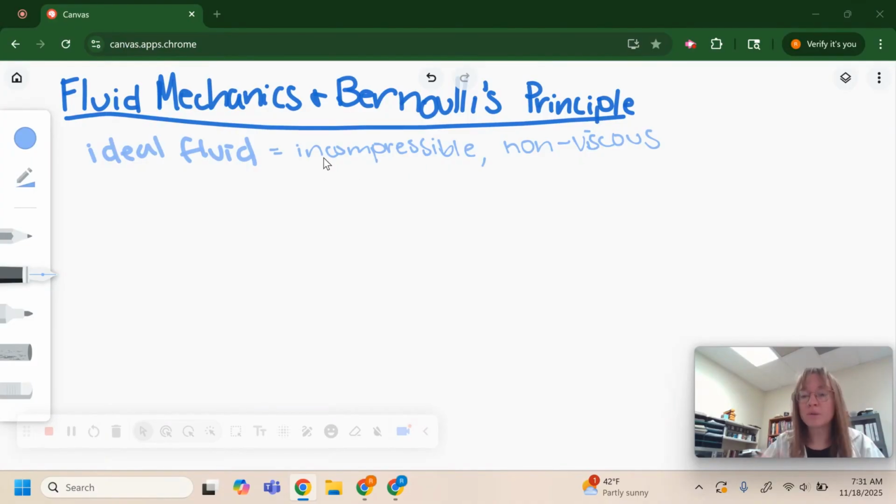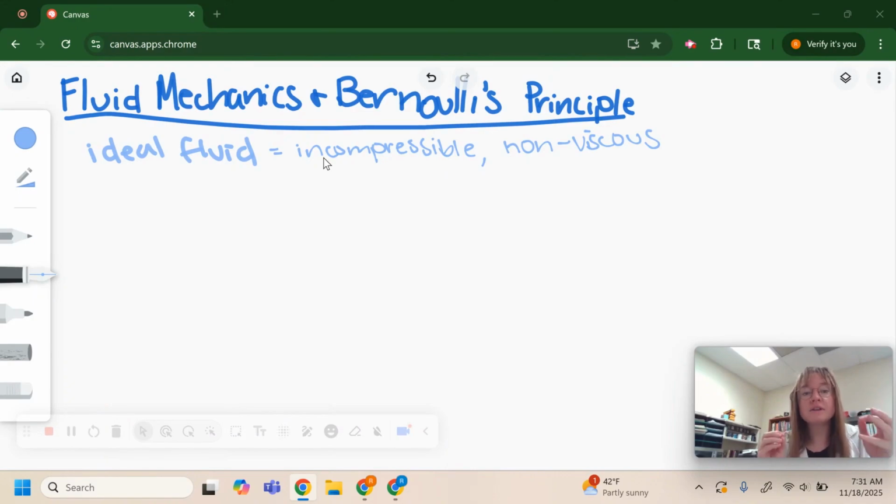It can't be compressed. This is something that we'll deal with today for ideal fluids. Not every fluid is an ideal fluid. So when we say incompressible, we mean not like air. Air is not an ideal fluid. It is very compressible. So you can take some air, you can squish it down, you can compress it, you can make it take up less space.